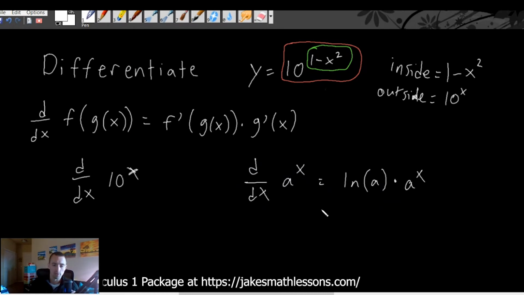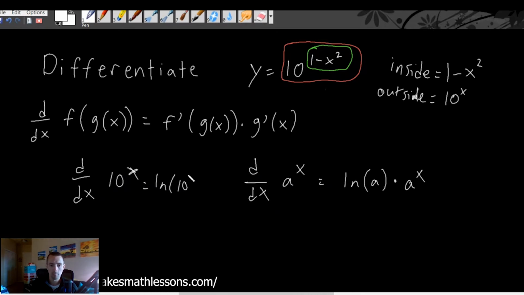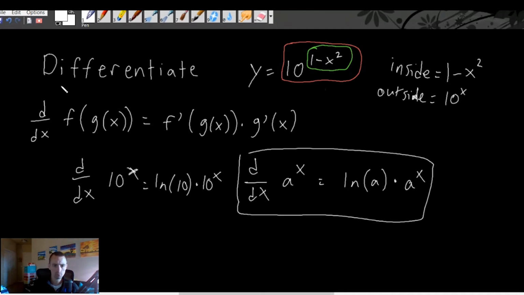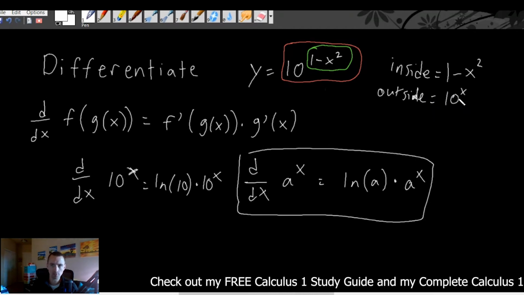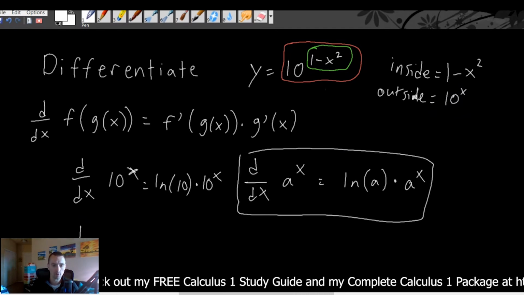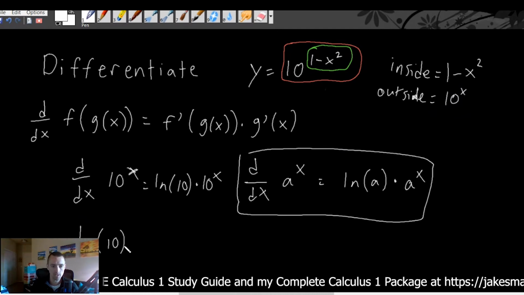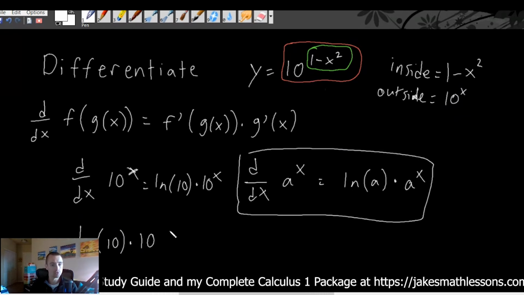But what this formula tells us is the derivative of 10 to the x is going to be natural log of 10 times 10 to the x, just using this formula here. Okay, so in terms of the chain rule, what we have to do is take, again, the derivative of the outside function, leave the inside function alone. So our inside function still needs to be plugged into the derivative of our outside function. So if our outside function is 10 to the x, the derivative of our outside function is going to be ln of 10 times 10 to the x.